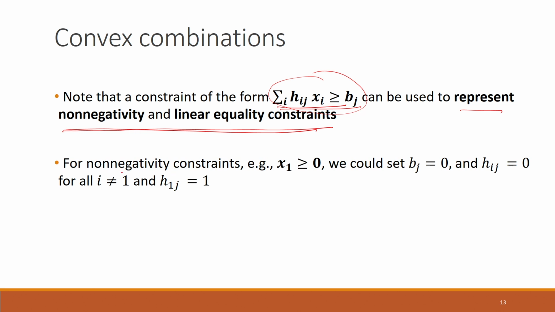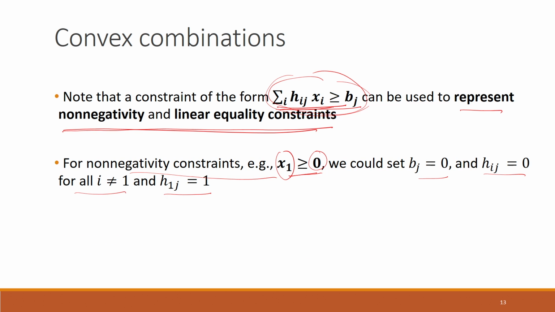So just to emphasize this point again, if you have non-negativity constraints, for example of this form, this can be represented in this form because bj is equal to 0 in this case here, and hij is equal to 0 for all i not equal to 1 and h1j is equal to 1. Okay. So since there is a single term here, only one of the hij's will be 1 and all the other hij's will be 0 in this LHS here.